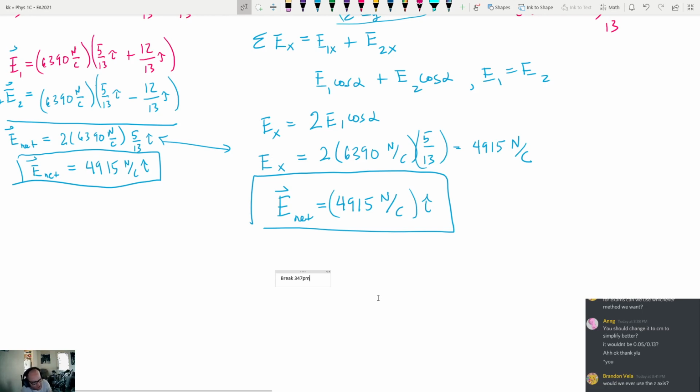Will we ever use the z-axis? Possibly. Yeah. Possibly. All right, let's take a break.